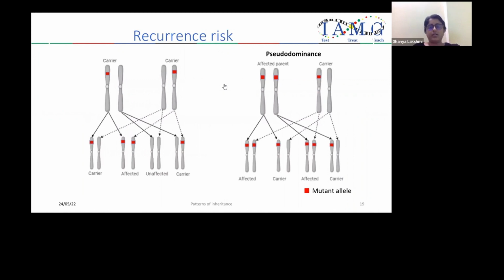The recurrence risk in case of an autosomal recessive condition when two partners are carriers is a 25% chance of their offspring being affected with that autosomal recessive condition.